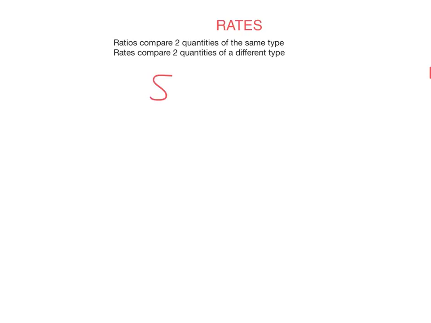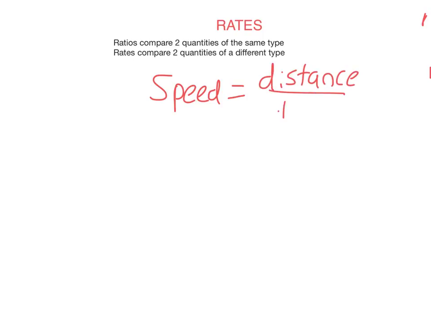Firstly, it's important to know the difference between rates and ratios. Ratios compare two quantities of the same type, whereas rates compare two quantities of a different type. One rate with which you're no doubt familiar is speed. Speed is a rate because it compares two different quantities: distance with time. So remember, speed is distance over time.